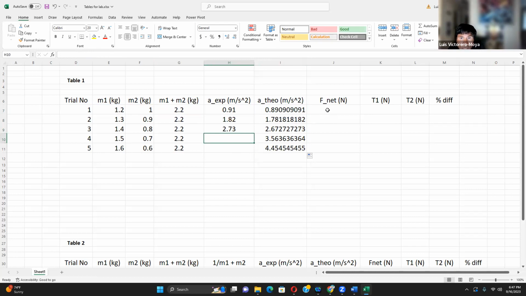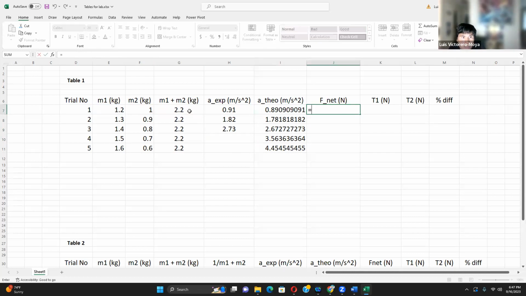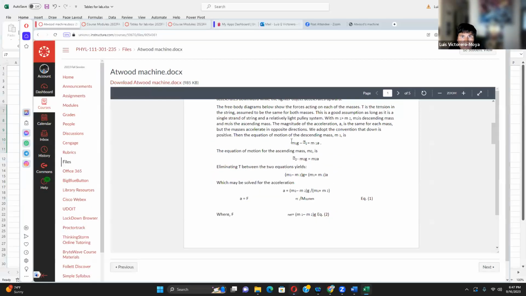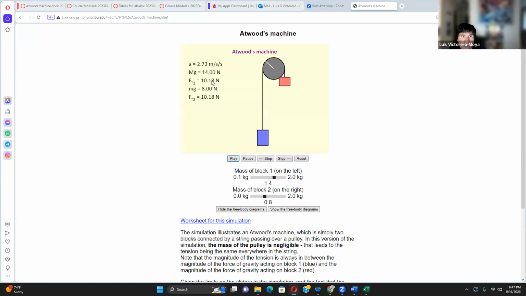The numbers are close. What about the force net? That's m1 minus m2 times gravity. So this will basically be m1 minus m2, parentheses, both of these, of course, times gravity. So you need this because you're going to plot the force. This one, just make sure you write them from the software. To be honest, you don't need to do any calculations. You can just go here and write these values.